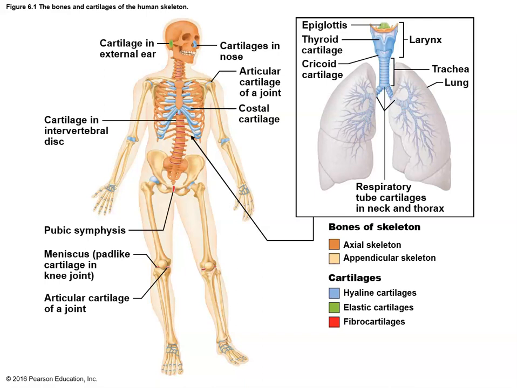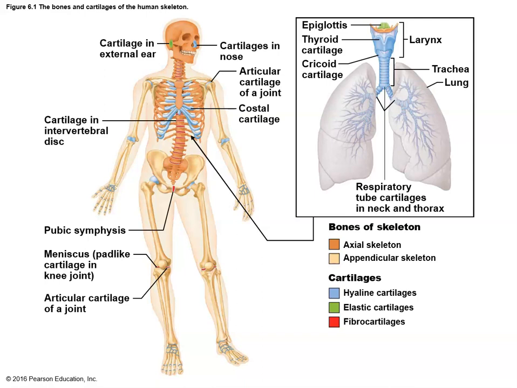We find fibrocartilage really in two primary places in the body, and one is the pubic symphysis. So that helps to hold the hip bones together in the front. Another significant place that we find fibrocartilage is the knees, so forming a deeper knee socket, and we'll get into that in a later chapter. In chapter 8, we talk about joints, and we also find fibrocartilage in between the vertebrae of the spinal cord.